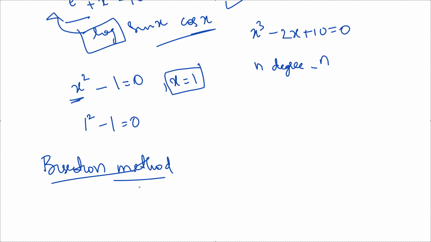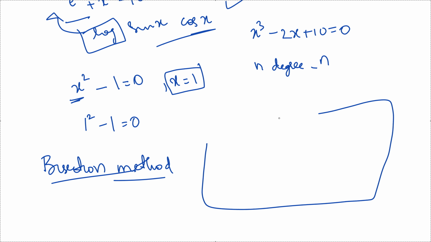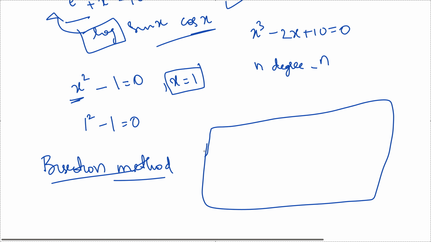There is an interesting analogy which I read. How do you find the root of any equation in the bisection method? Let's say there is a huge room, and in the room there is a key somewhere. Okay, let's say there is a key here.